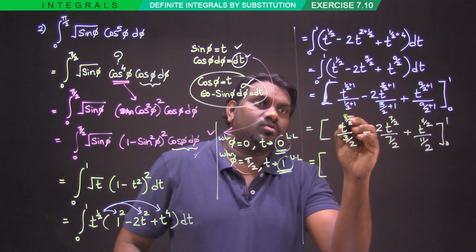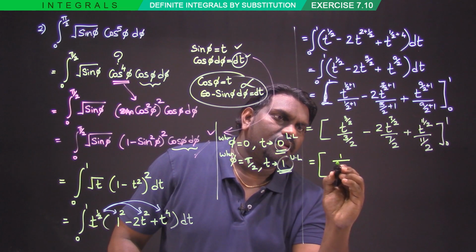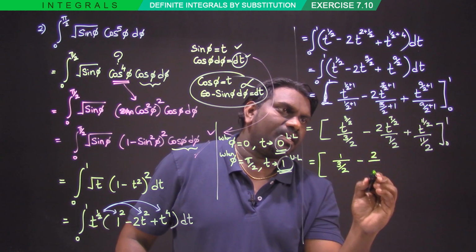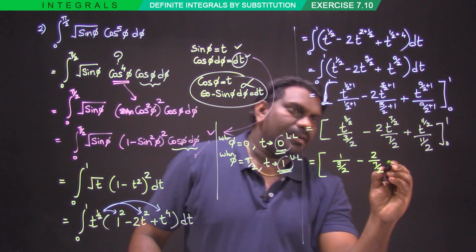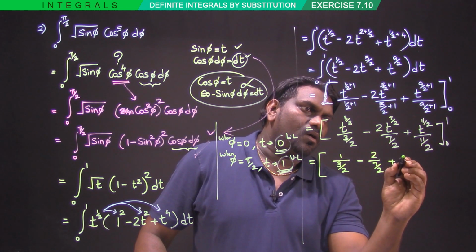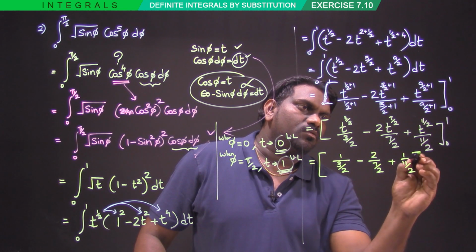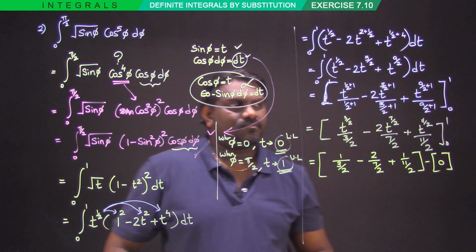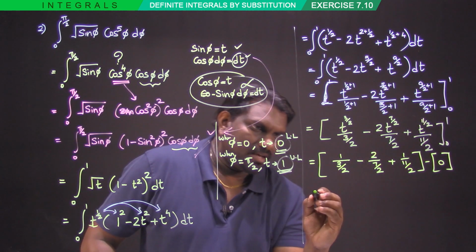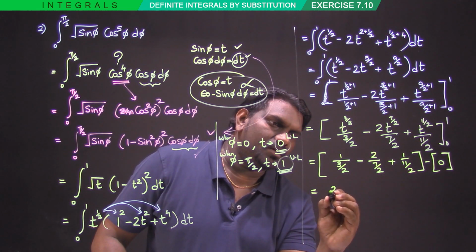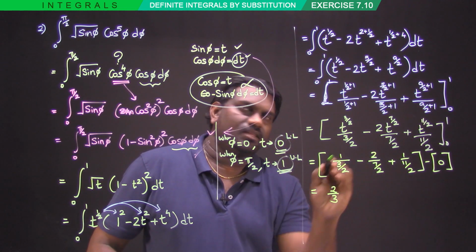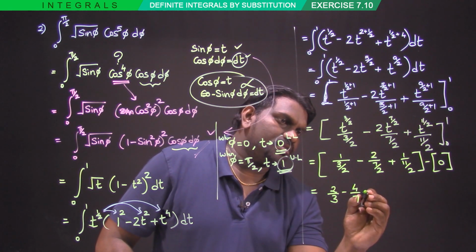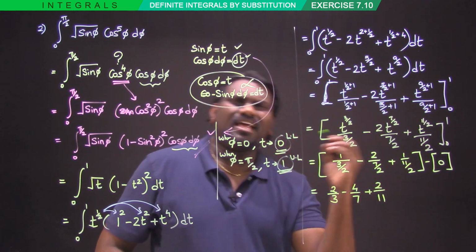t raised to 3 by 2 with t equal to 1 is 1. So 1 over 3 by 2, minus 2 over 7 by 2, plus 1 over 11 by 2. That's it. Minus your lower limit, when you apply it, it is all going to be 0. Hence, taking the reciprocals, I will be getting 2 by 3 minus 4 by 7 plus 2 by 11. Just calculate it, you will get the answer.